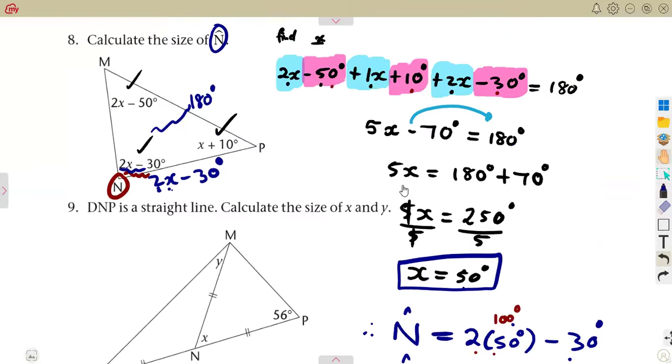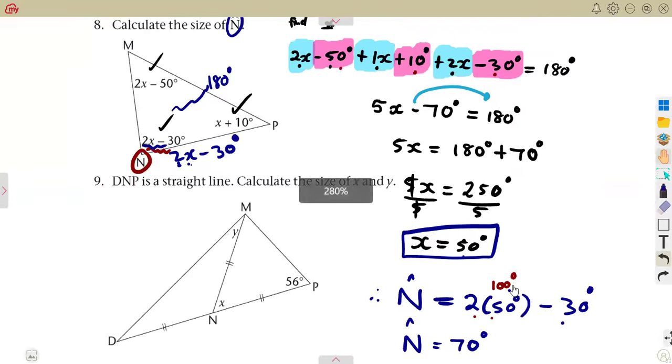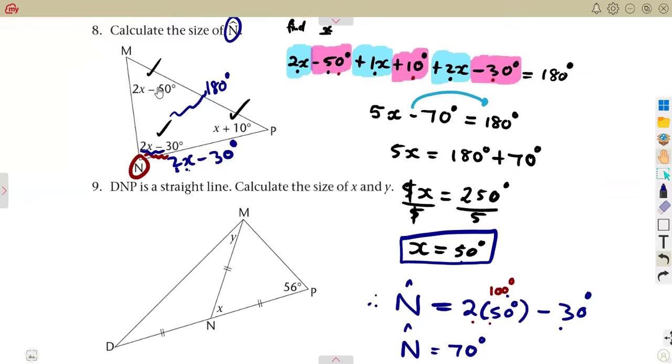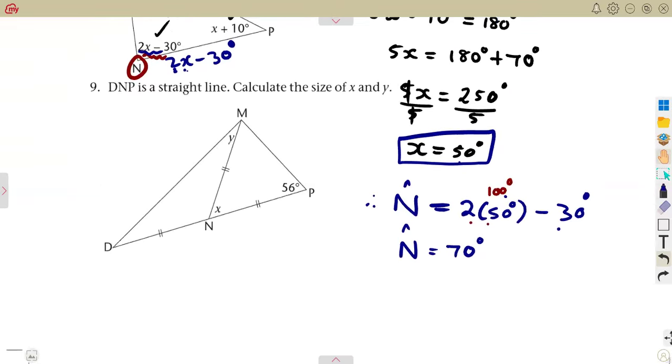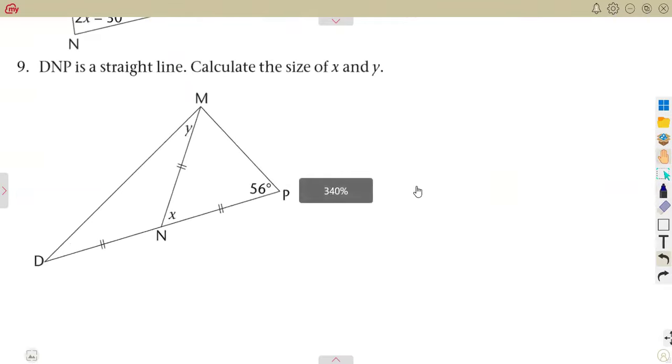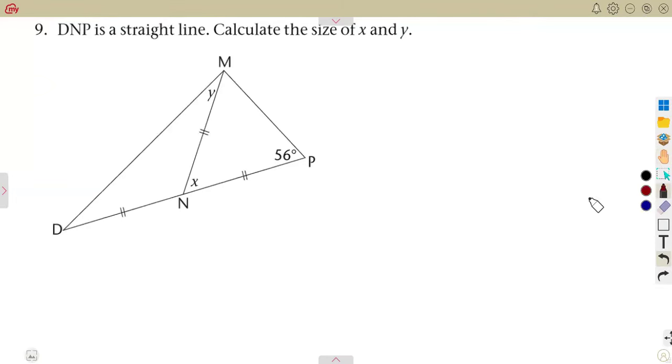Just like that. All right. So you can calculate whatever angle that you're given there. By substituting the value of x, you can calculate angle P, you can calculate angle M. So I want you to calculate those angles, substitute, then let me know in the comment section the answers that you're getting for the remaining angles. Just test yourself as well.